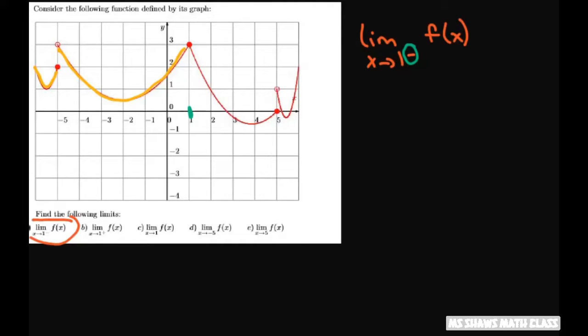And what this means is your limit is your output, your y value. So it's a numerical value. So when you look at this, our value is at 3.